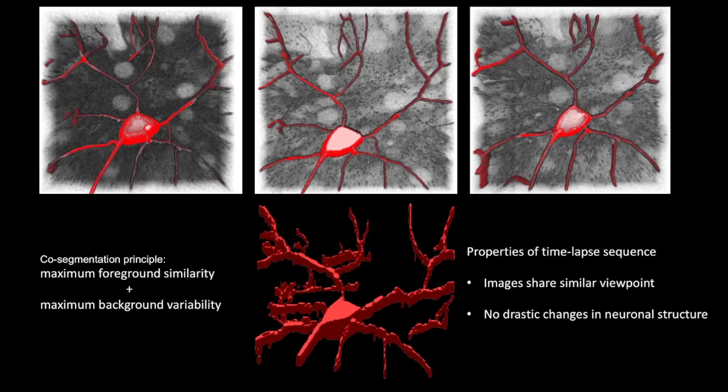Our method exploits the common structure of neuron as shown in the bottom through the co-segmentation principle, which helps aggregate structural information across multiple stacks. Our work is based on the general properties of time-lapse sequence that these images share a similar viewpoint and there are no sudden changes in neuronal morphology, while the appearance of neurons can change dramatically over time.